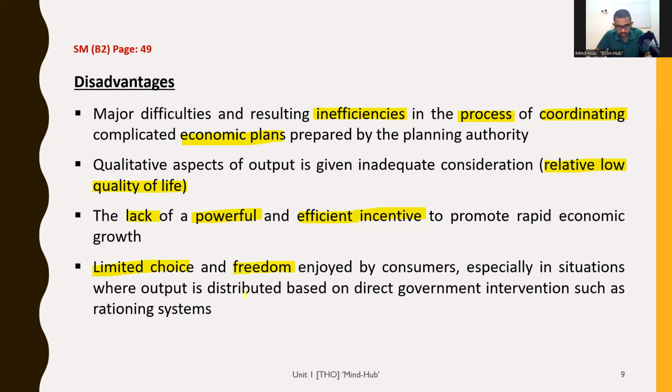freedom. I don't have the word here. Limited choice and freedom for consumers. Production is anyway done by the government. It's government enterprise. Especially situations where the distribution is based on direct government intervention, such as rationing system. That's another word to capture. Rationing system. Now, your grandparents might talk about this. They might remember this in the 1970s in Sri Lanka, when they were very young.